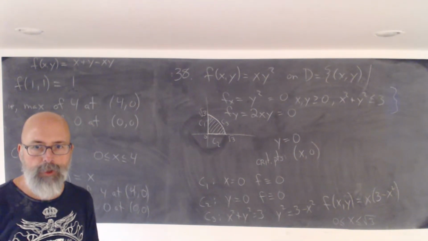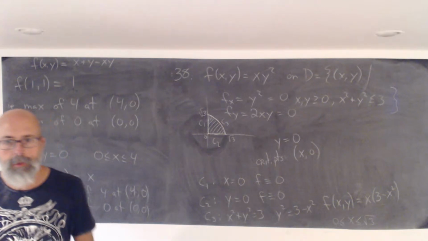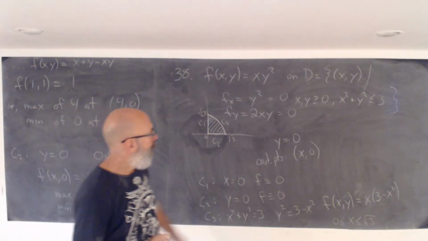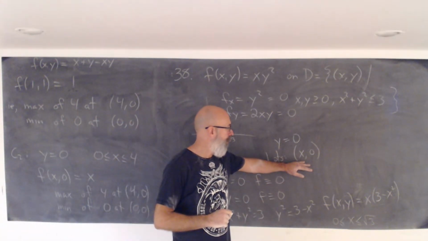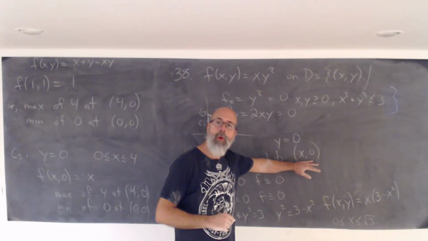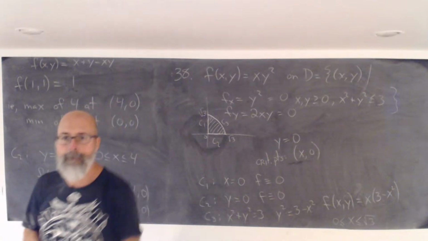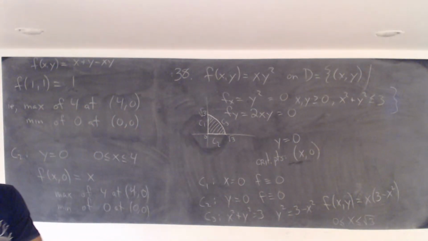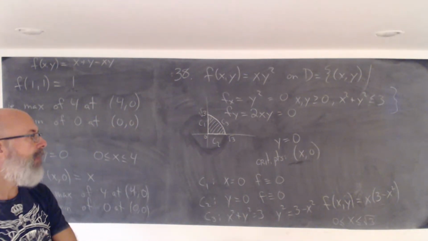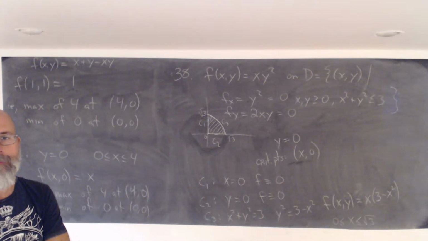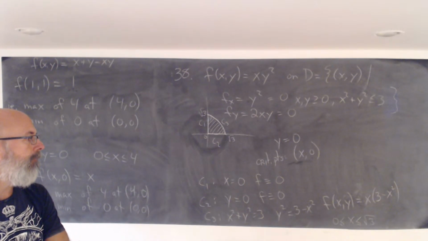So Quinn is asking if it's possible to have infinitely many critical points, and that's exactly what we have here. That's exactly what is happening. So the answer is yes. You could have infinitely many critical points. There it is.